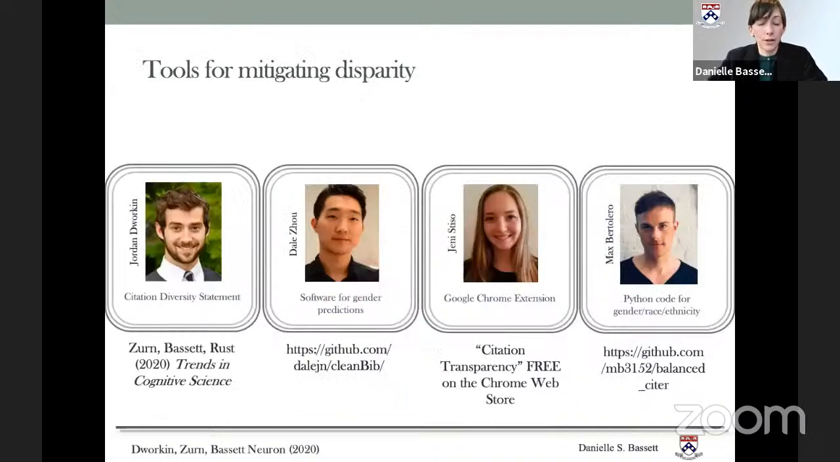I did want to just mention a few of the tools for mitigating disparity. The really easy ones to describe are the software for gender predictions, software for race and ethnicity predictions, and also a Google Chrome extension that you can download, called Citation Transparency, which allows you to see predicted gender information in a Google Scholar search or in a PubMed search. And so that can be kind of a little alert in your mind to make sure not to step over a gender minority when searching for papers to read.